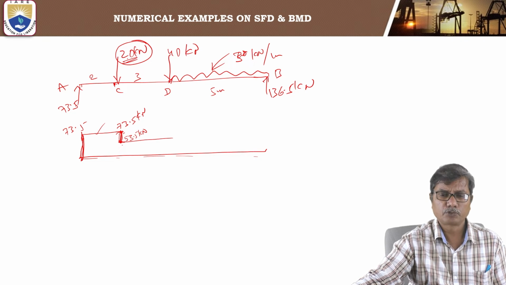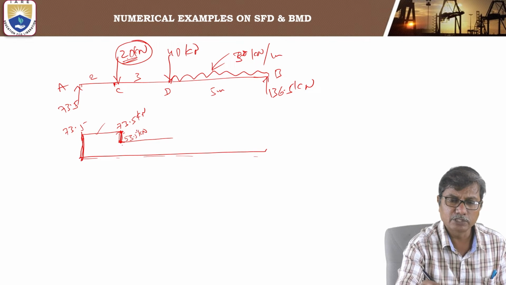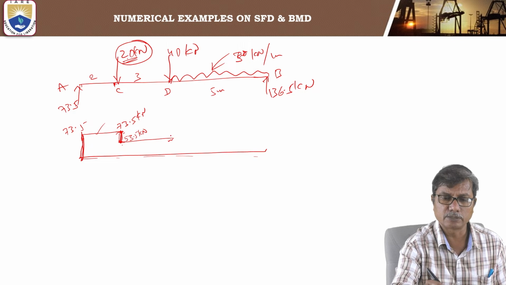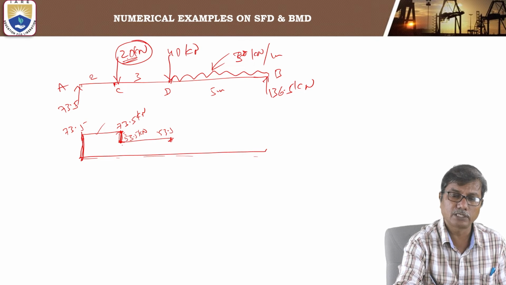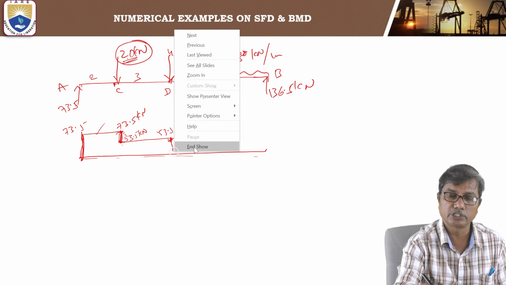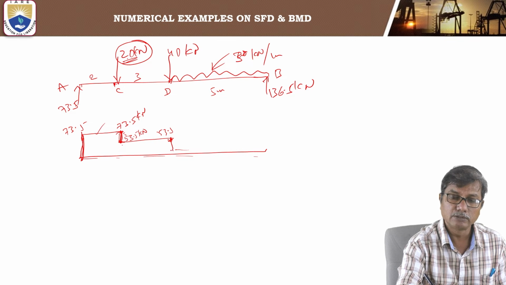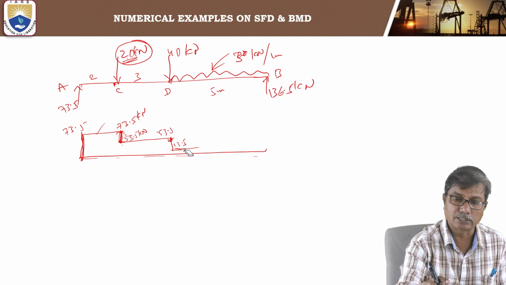Similarly from C to D, the shear force remains the same, 53.5, but at D there is a point load acting, so there will be a drop in the value again by 40. So shear force becomes 53.5 minus 40, that is 13.5. We have already calculated all these values, we just plot them.